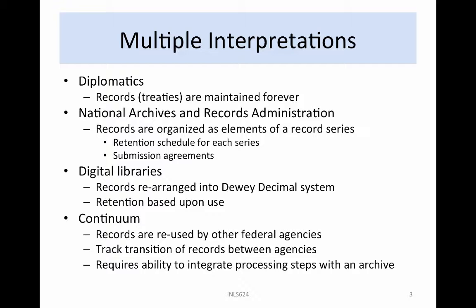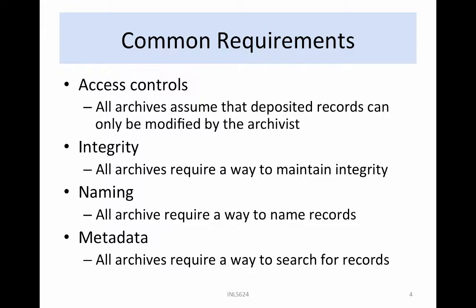The continuum community recognizes that records are reused by other federal agencies and that the transition of records should be tracked between agencies. This requires the ability to integrate processing steps with an archive and track the provenance of records across record series. There are common requirements across the multiple styles of preservation environments.